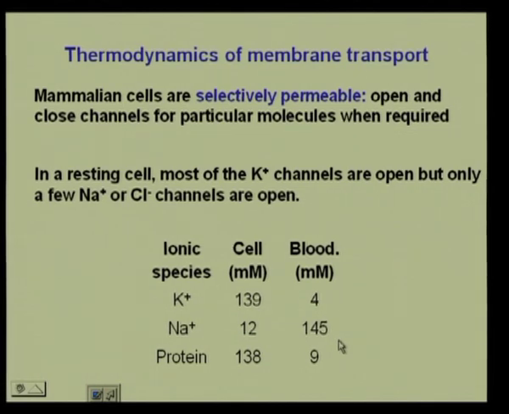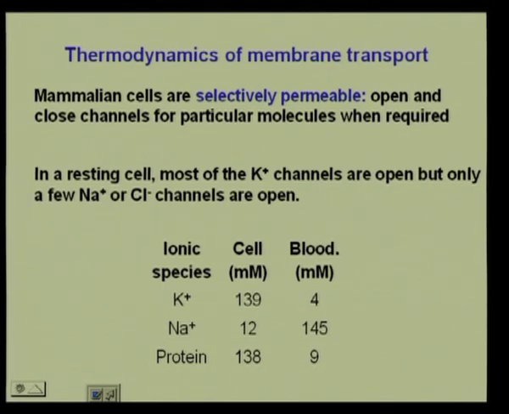Now, this is very important. When we consider the ionic species in the cell, the concentration in the cell and the concentration in the tissue or in the blood, if you notice, the concentration of potassium in the cell is high and the concentration of sodium is low. In the blood, it is just the opposite. Now, this is an extremely delicate balance. You can have severe brain damage if this balance is even slightly distorted.